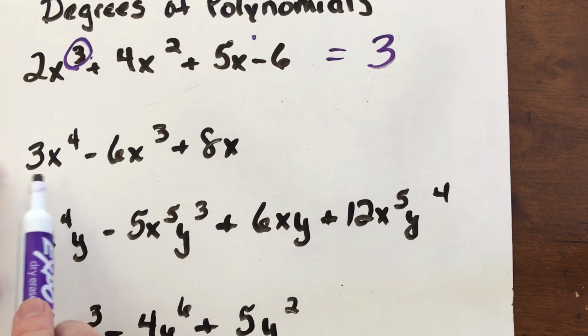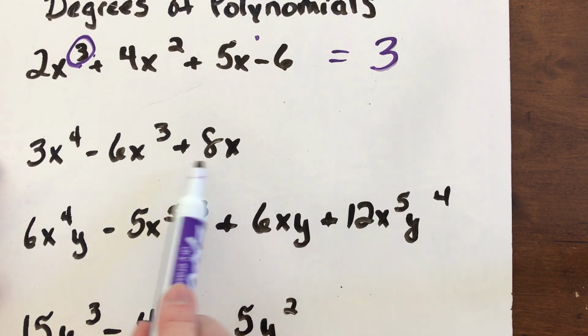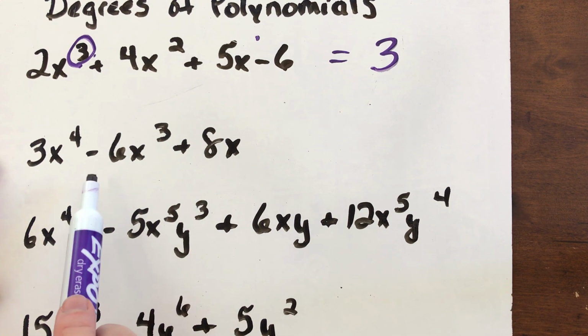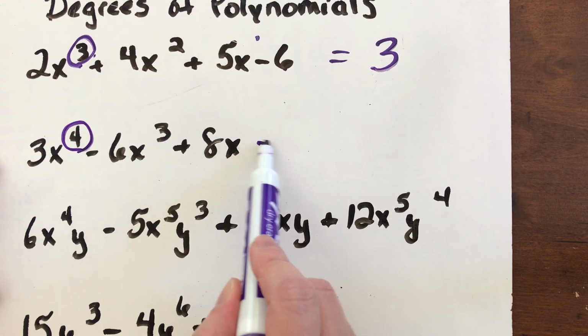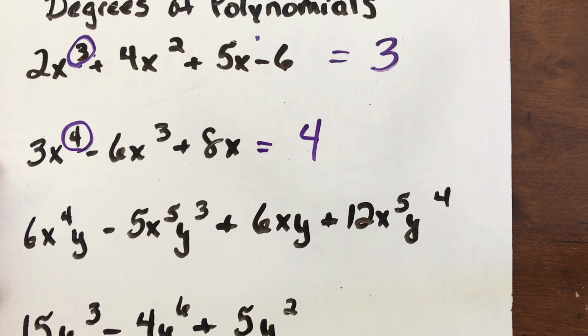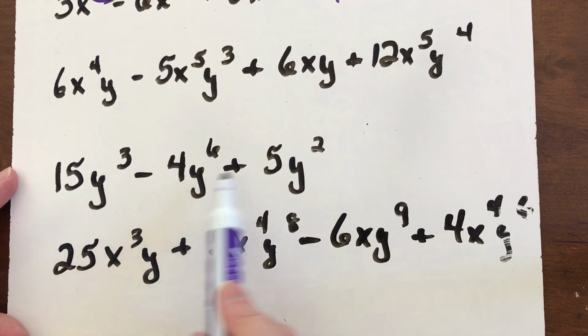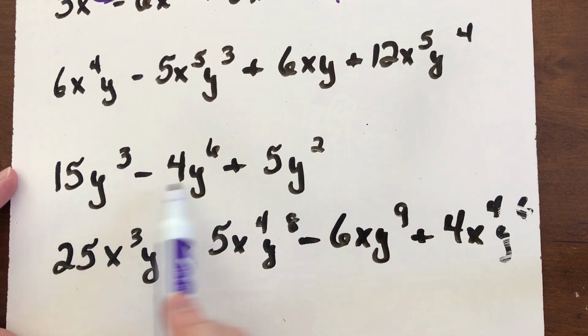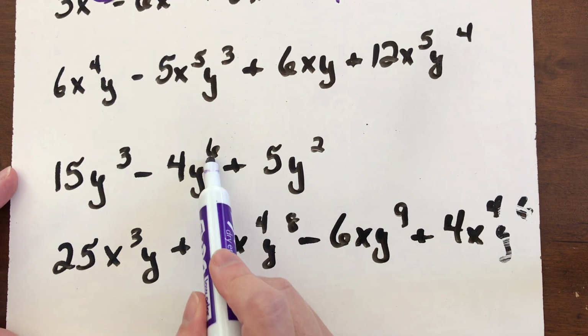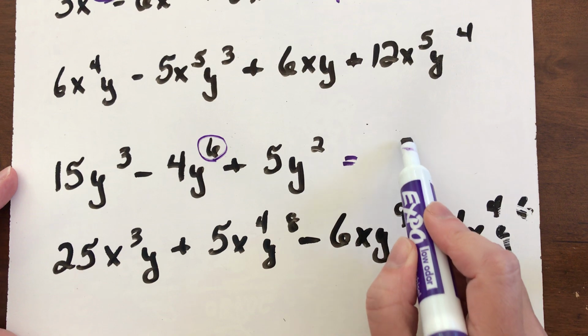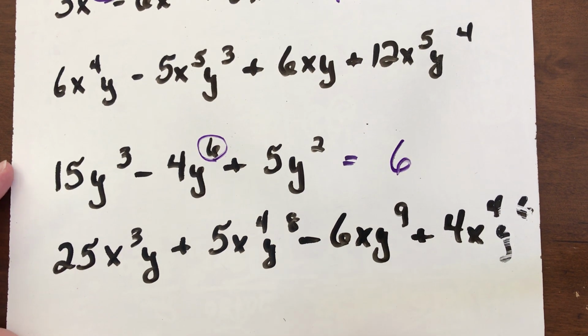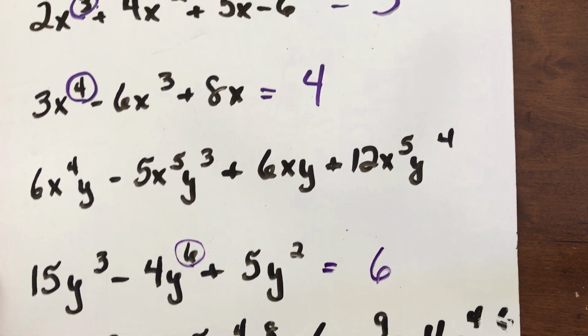All right, so let's look at this one. We only have one variable with exponents. Which one's the highest? 4. So my degree of that polynomial is 4. All right, let's jump to this one. They all have just y. Which one is the highest exponent? The 6. So my degree of my polynomial is 6. So when it's just one base or one variable, it's really easy.